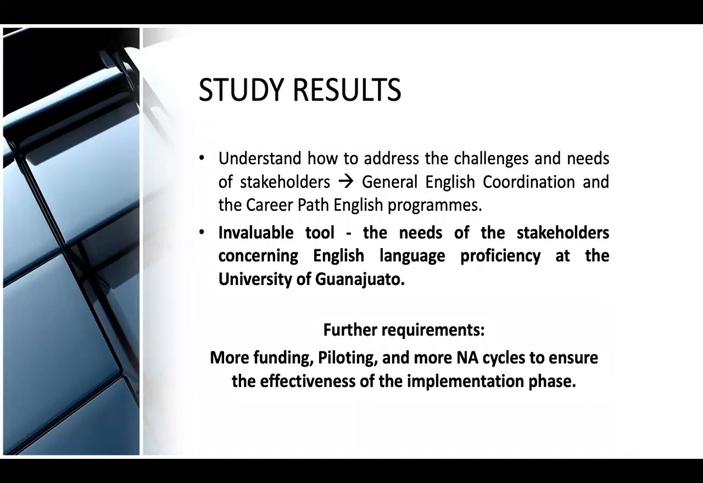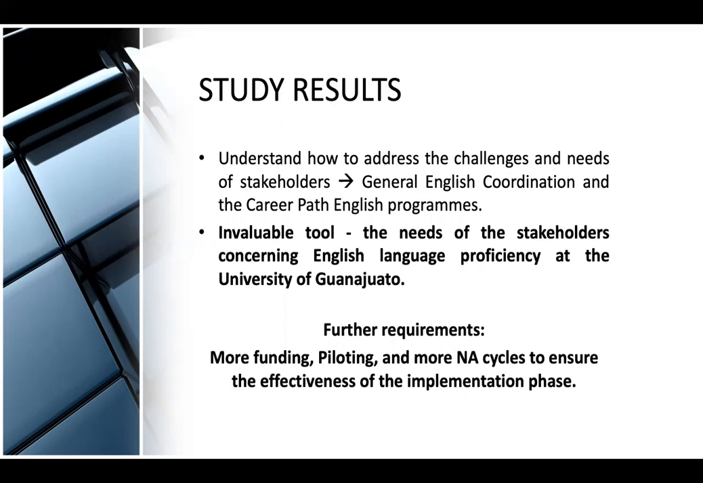Now, just as a summary, the needs analysis that we conducted at this institution allowed us to understand how to address the challenges and needs of stakeholders. And we then formulated several recommendations that we put together as part of a proposal that we call General English Coordination and the Career Path English Programs. Regarding needs analysis, we consider that it is an invaluable tool because it enabled us to identify the needs of the stakeholders concerning English language proficiency at the University of Guanajuato.